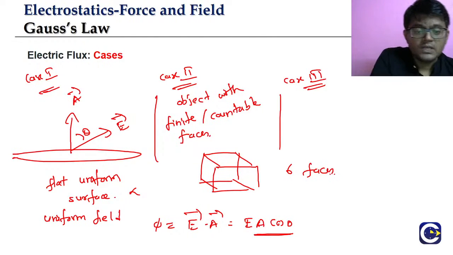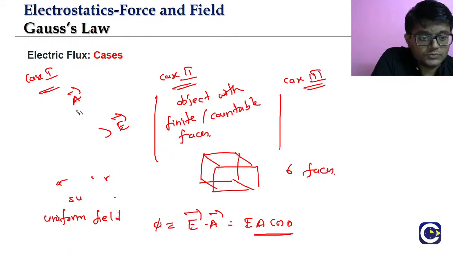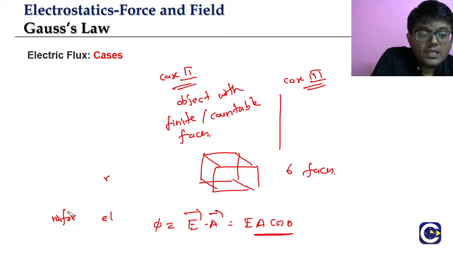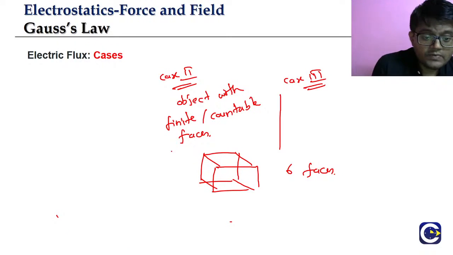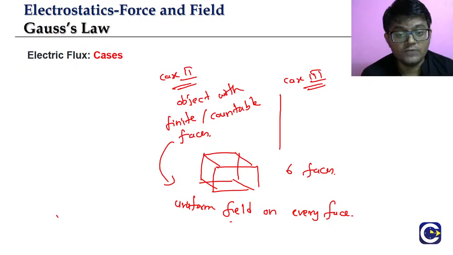Okay? So if you want to find the total flux through the surface area of the cube, case 1 is already done. Now we are looking at case 2. We'll have an object which has a finite or countable number of faces. The best example is the cube or cuboid. How many faces will it have? 6 faces. Okay? And here also we are considering a uniform field on every face. On one face, the field is uniform.